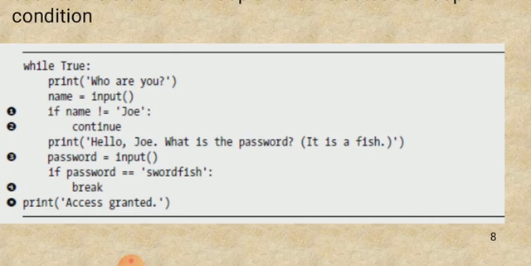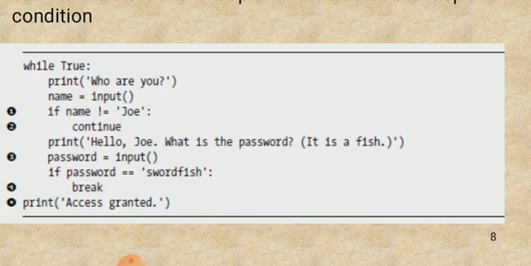That means when the person enters the name Joe, only then will it ask for the password. It's a simple process. Then the next statement: suppose I give "Who are you?" and then enter Joe. It checks name not equal to Joe, the condition becomes false, so it won't execute the continue statement.